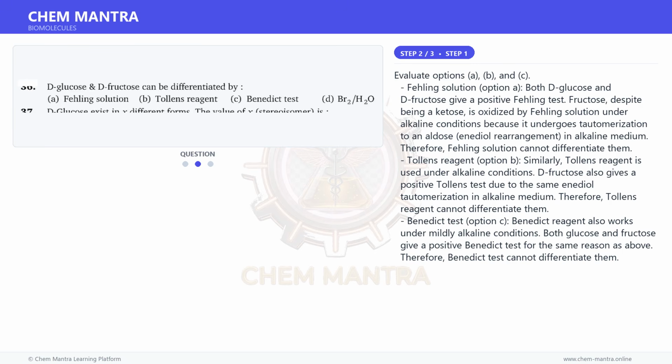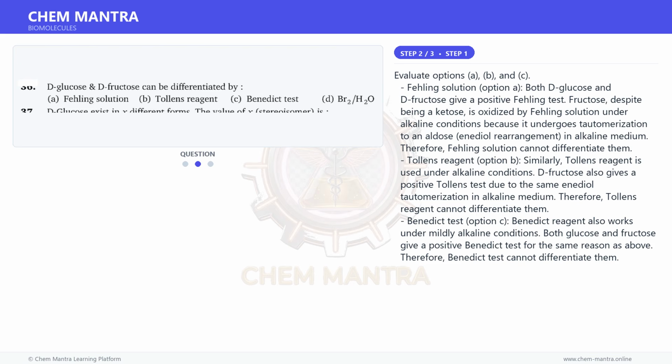Fehling solution, option A. Both D-glucose and D-fructose give a positive Fehling test. Fructose, despite being a ketose, is oxidized by Fehling solution under alkaline conditions because it undergoes tautomerization to an aldose, through enediol rearrangement, in alkaline medium. Therefore, Fehling solution cannot differentiate them.